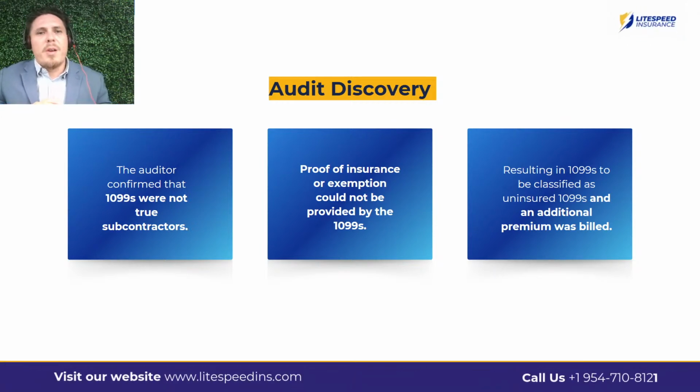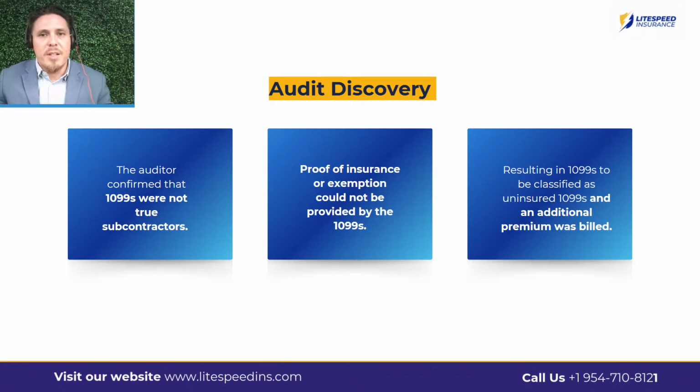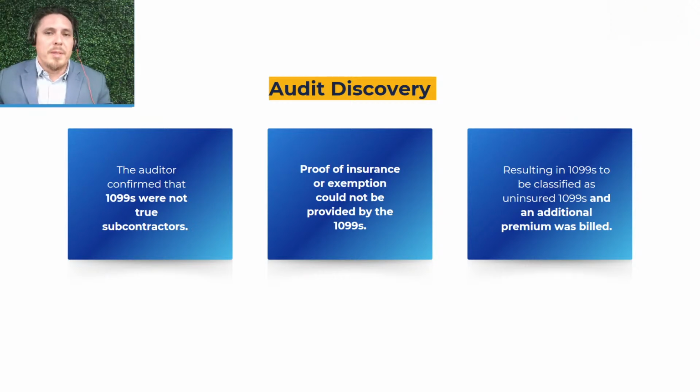The auditor confirmed that the 1099s were not true subcontractors. So he had a bunch of uninsured 1099s working at the job site. And again, they did not have the proof of insurance of these subcontractors, and this resulted in additional premiums.